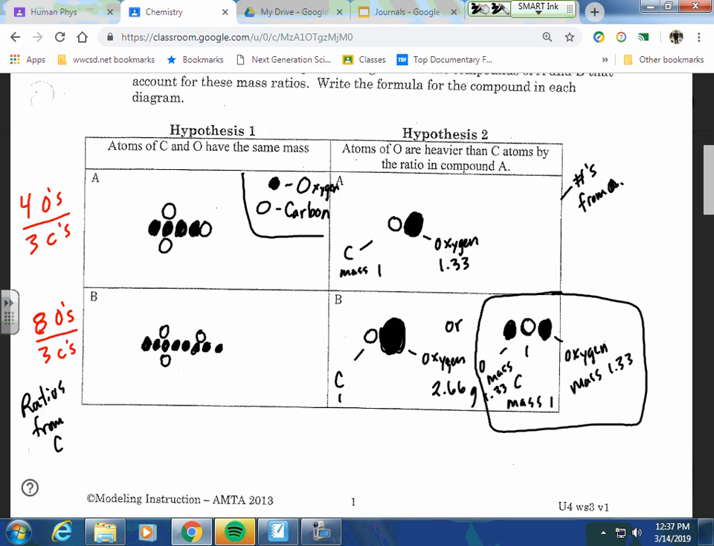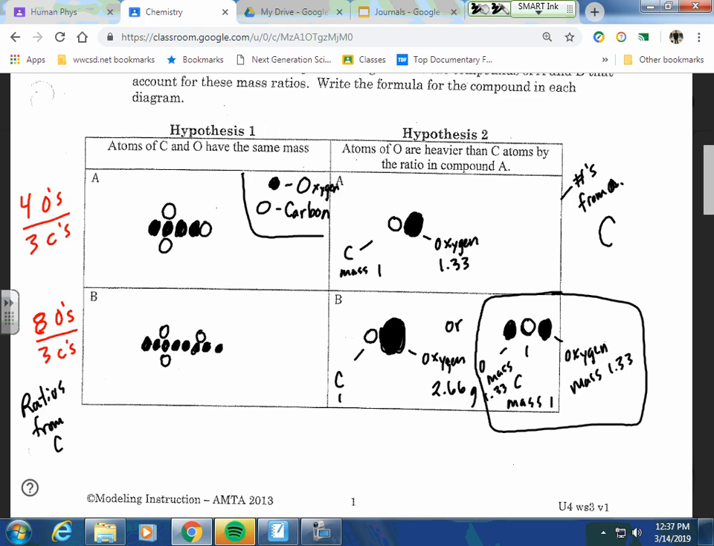I've got these two compounds. I know their relative mass numbers, what they've got here, these ratios, and I'm trying to figure out the formula. Okay? So what is the formula for compound A? How many C's do I have in compound A up here? 1. How many oxygens do I have? So how would I write that? C, what subscript do I put next to the C? How many carbons? Just 1. So do I write a 1?